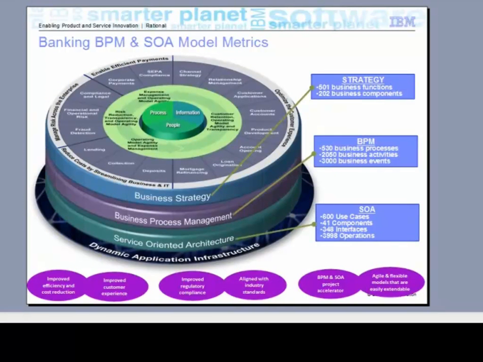Just some metrics about the banking models. They have 501 different business functions and 202 business components. There are over 500 business processes that are comprised of over 2,000 activities and 3,000 events. And for the services, there are over 600 what we call service candidate use cases that are traced back up to the business process model elements, and 41 different components, with multiple interfaces defined in operations.